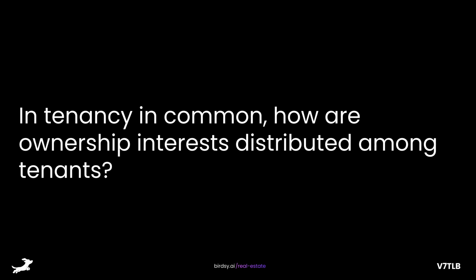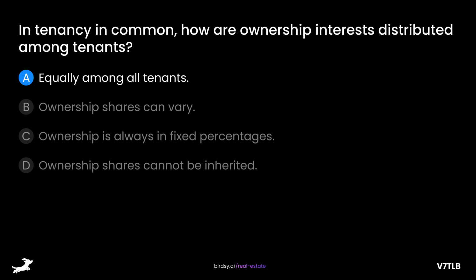In tenancy in common, how are ownership interests distributed among tenants? Is it A, equally among all tenants, B, ownership shares can vary, C, ownership is always in fixed percentages, or D, ownership shares cannot be inherited? The answer is B, ownership shares can vary.